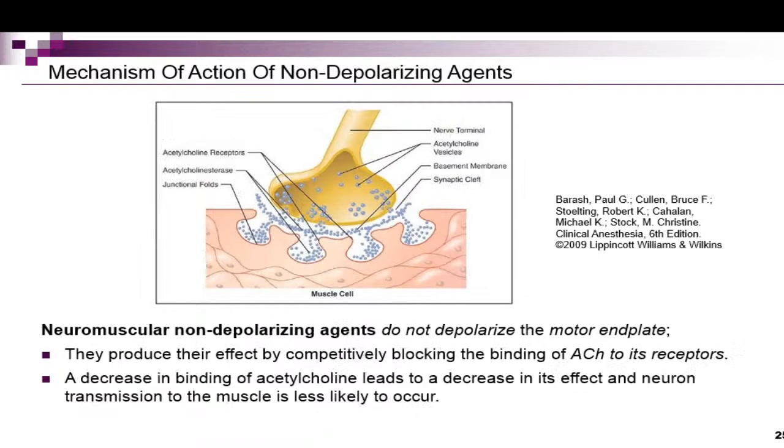Non-depolarizing agents do not depolarize the motor end plate. They prevent depolarization of the end plate by natural acetylcholine. They produce the effect by competitively blocking the binding of acetylcholine to its receptors of the end plate. A decrease of binding of acetylcholine leads to a decrease of its effect, and neuron transmission to the muscle is less likely to occur.